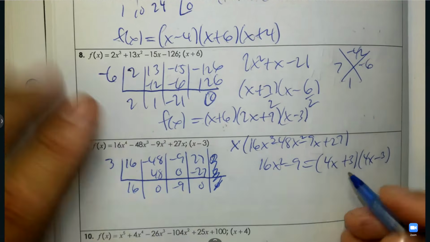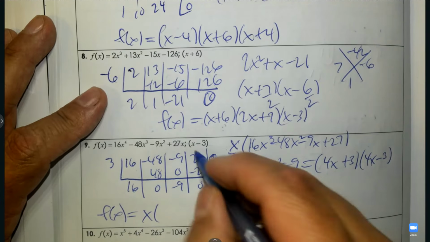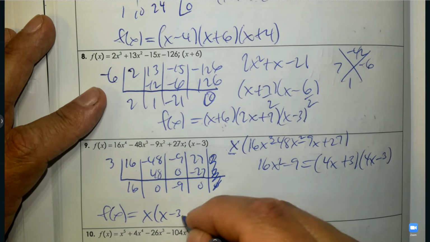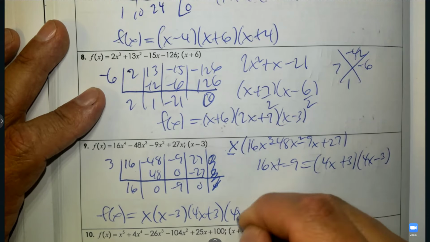Square root each one. So put it all together. We started with, I'm going to start with x. Then the first factor was x minus 3. Then we had 4x plus 3 and 4x minus 3.